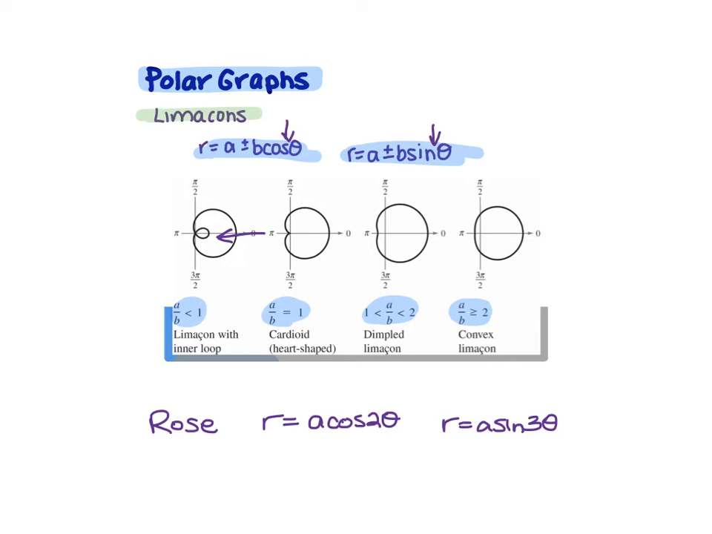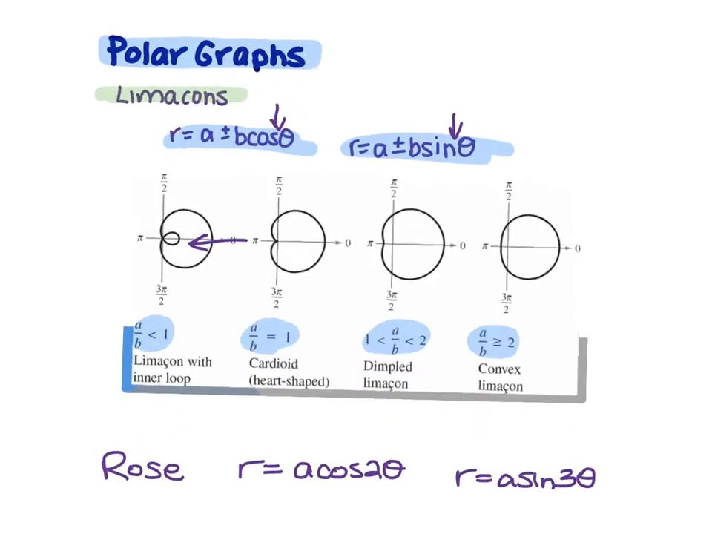All right, so we talked about polar graphs. We talked about that there are 4 different types of polar graphs. There are limaçons, there are roses, there are lemniscates, and circles, right? So we identify it by the type of equation.